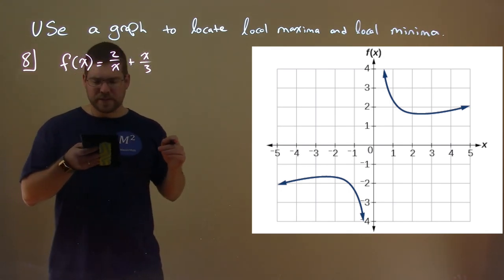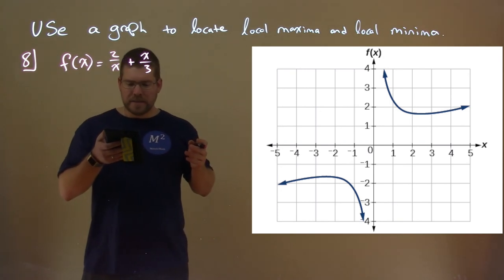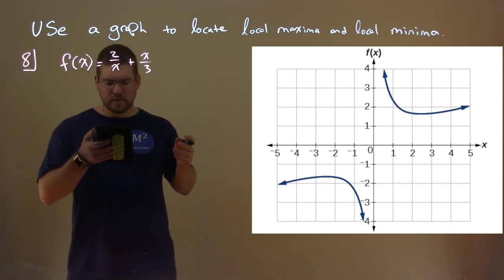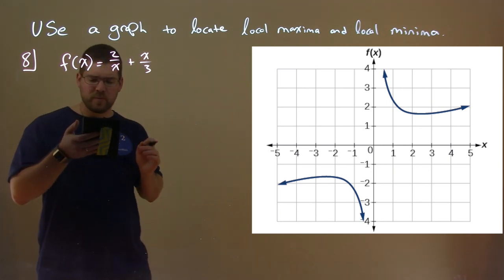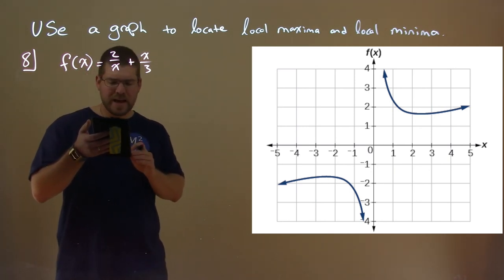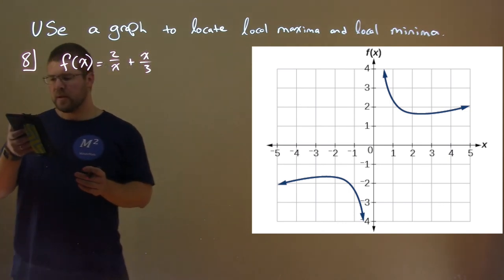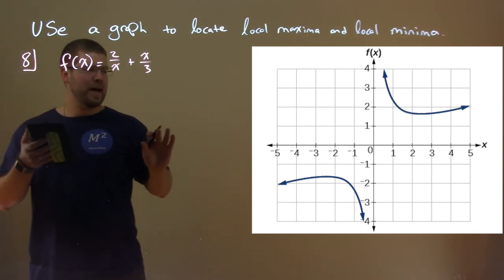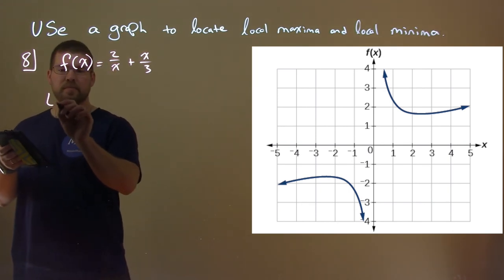All right, so local extrema, what are we looking at here? We look at our graph, and let's go with the one on the bottom first, left to right. Between negative 3 and negative 2, it looks like there's a peak there and then it goes back down. So it goes from increasing to decreasing, so that would be a local maximum.